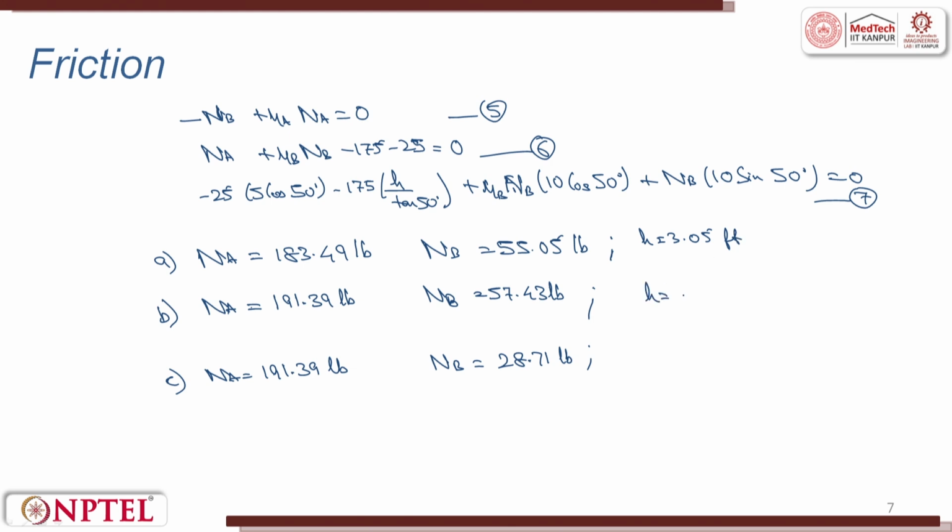Here h is equal to 2.83 feet and here the value of h is 1.33 feet. So, this is a solution on the friction problem statements at a stretch. So, we substitute the values using the static friction relation, that is mu is equal to F by N.